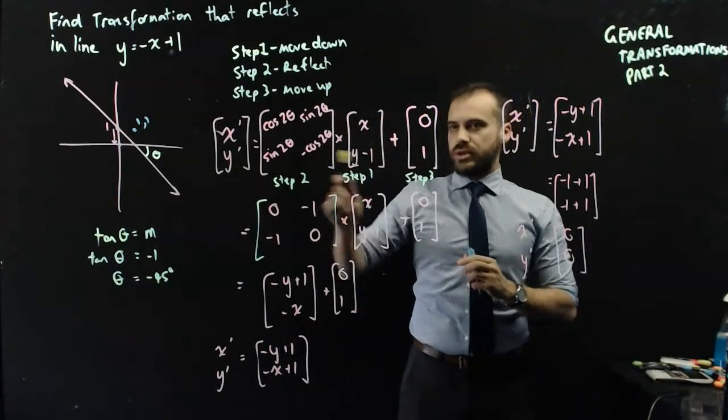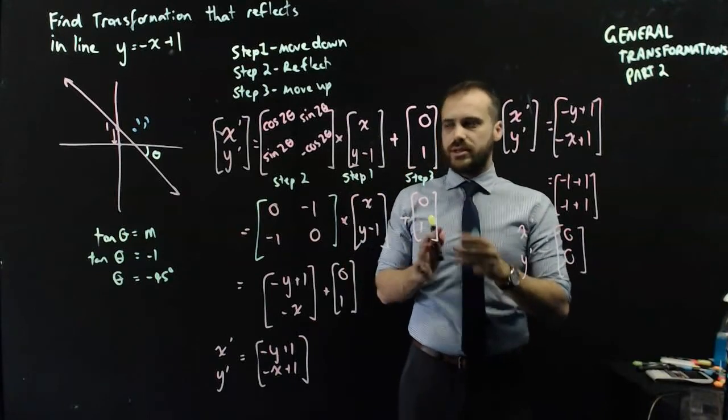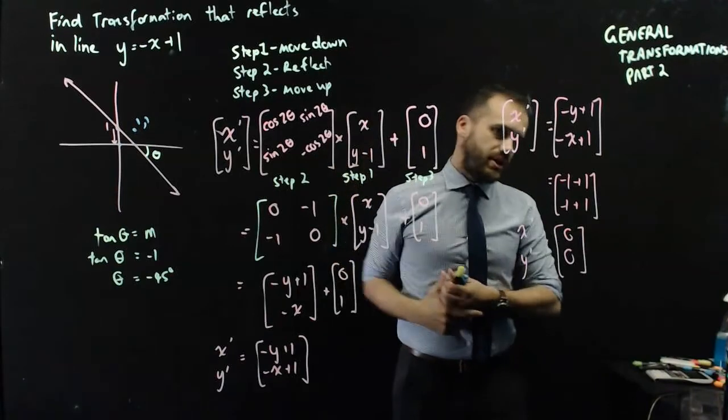So another 3-step process you can see. And this is generally how we can do things here. We just move ourselves down to the origin, do whatever we want to do, and then move back to where we started from again.